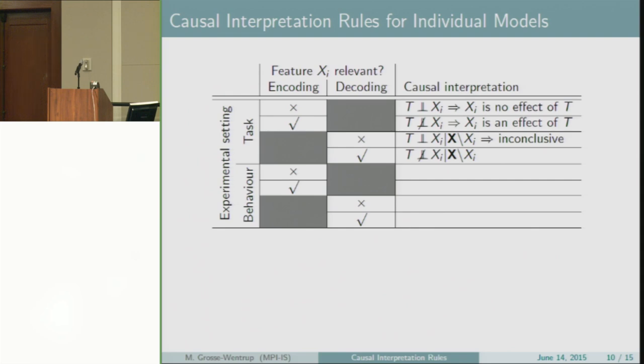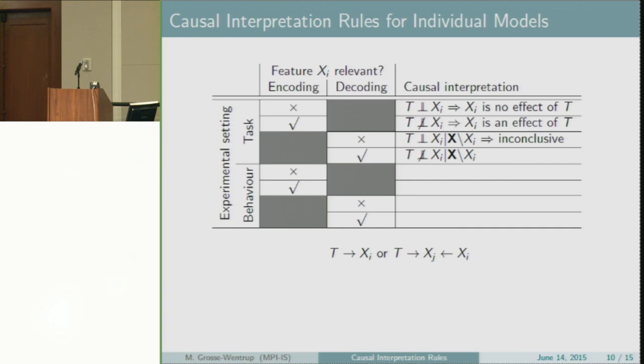However, in a decoding model, can we conclude the same thing? Unfortunately, again, we can't, because there are two graphs that can explain a relevant feature in a decoding model in a task-based setting. Either the feature can really be an effect of T, or we could have this collider structure, where this feature helps in decoding T because it is conditionally dependent on T given xj. So you can understand this as some sort of noise variable that you can regress out.